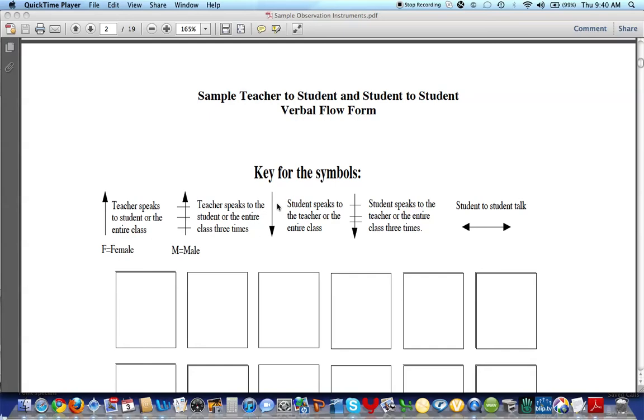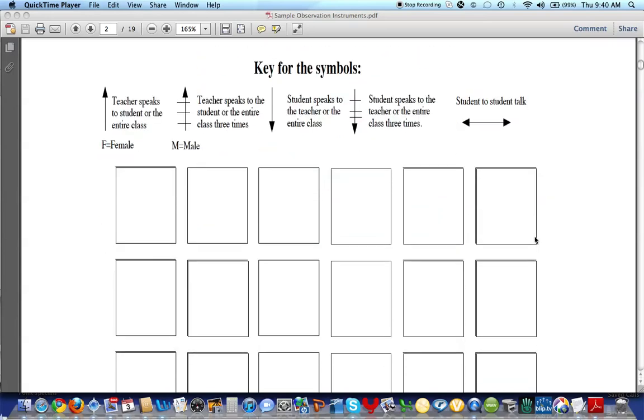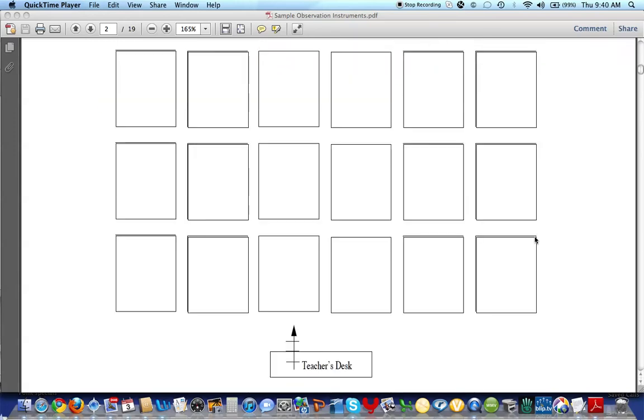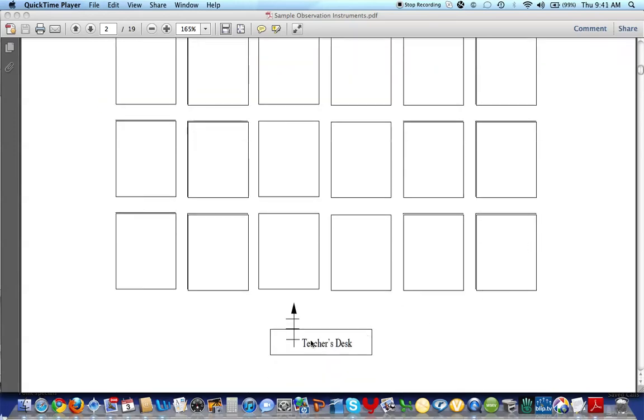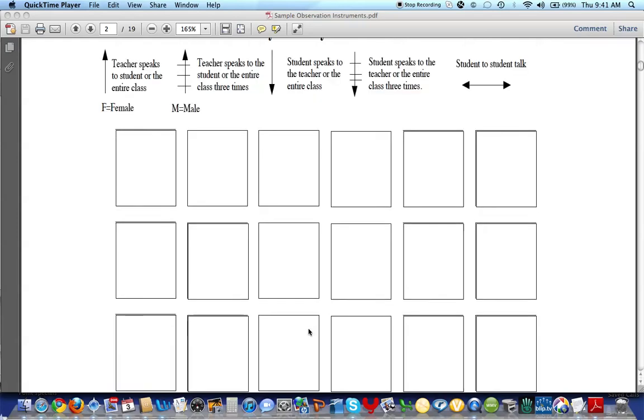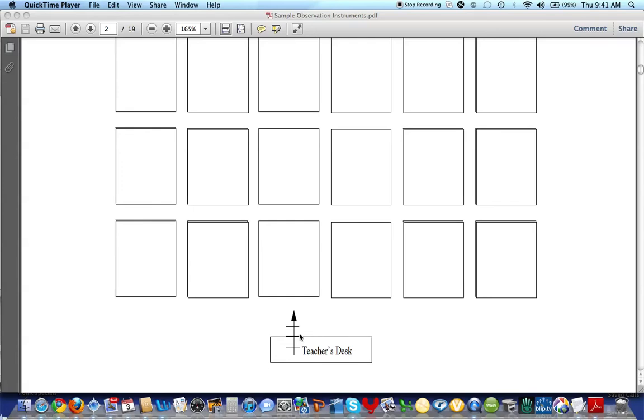If the student speaks back to the teacher, the arrow goes down. These hash marks represent students speaking to the teacher many different times, a particular student, and this represents students speaking to each other. So here's a picture of a possible classroom, and here's the teacher's desk, and this represents the teacher's dialogue. Now when the arrow points to the whole class and not to a particular student, then that means the teacher is talking to the entire class.